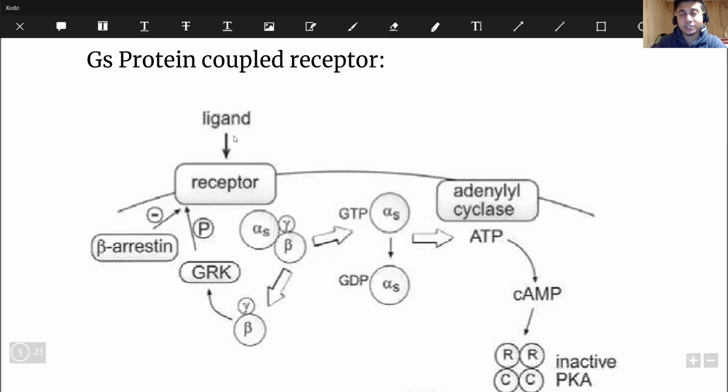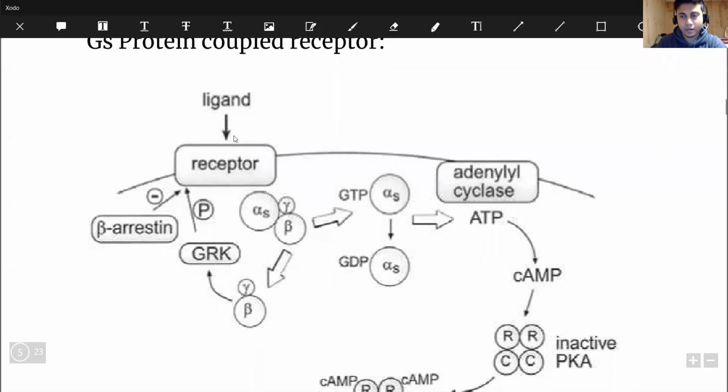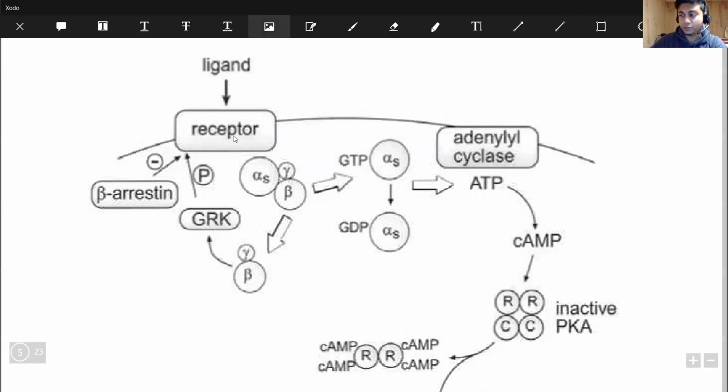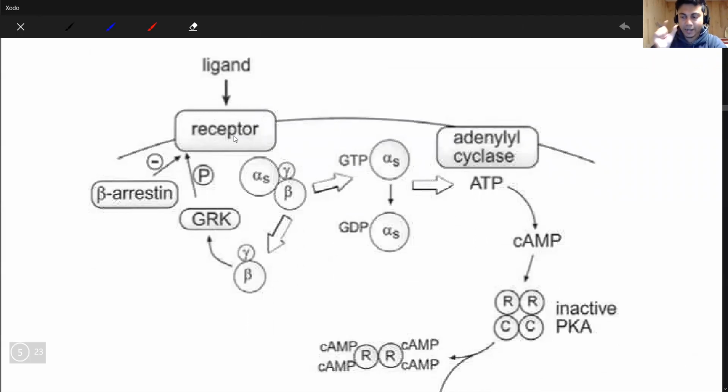First, you see the Gs protein coupled receptor. That means the receptor which is bound to the Gs protein, or G stimulatory protein. Now, this Gs protein coupled receptor, what does this name mean? It means the receptor has a function internally. Those internal proteins that it does the function with are called G protein. That's why they're called G protein coupled receptors.